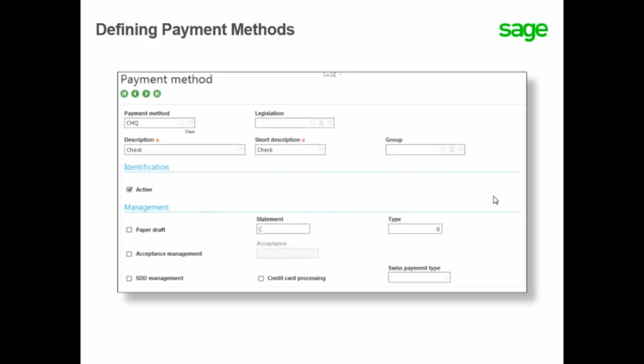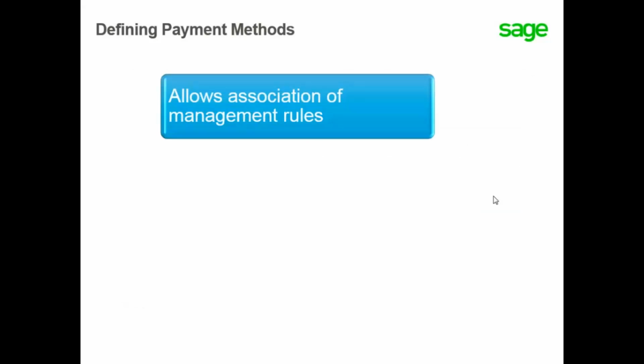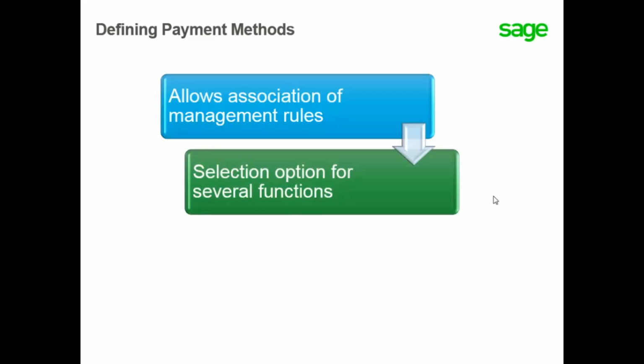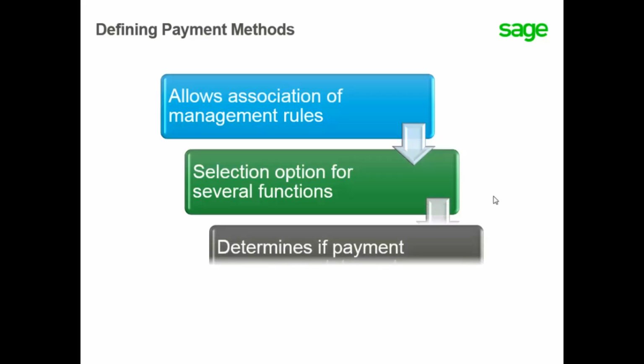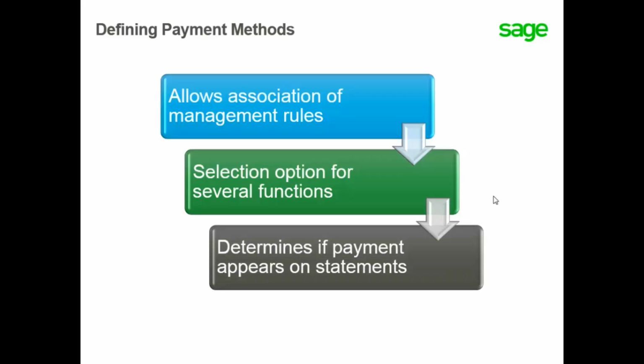In this topic, you will learn how to define payment methods. Now, the payment methods function allows you to define different payment methods and associated management rules used throughout the system. Payment methods allow selection options for several functions within the program, including open item selections. When defining payment methods, you can also determine if a payment appears on a statement.